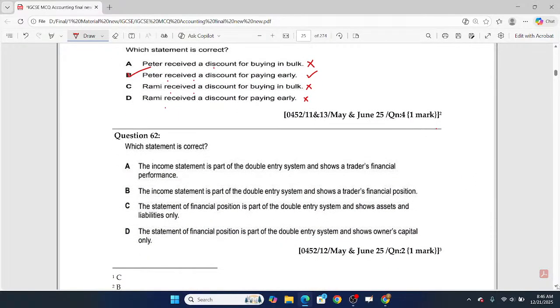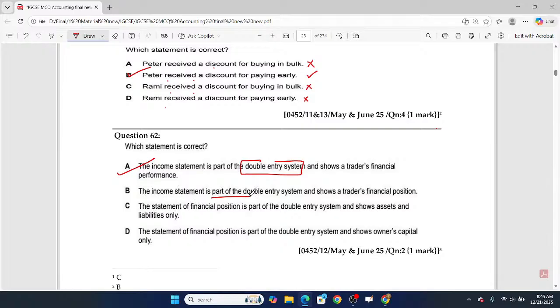Which statement is correct? The income statement is part of double entry system and shows a trader's financial performance. Yes, definitely. Income statement. It's not financial position, it's a performance. When you calculate the profit, it's a performance, right? When you are finding what is the capital and assets balance, then it's called financial position statement. You have to understand the difference between these two.